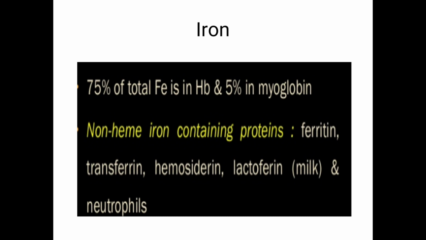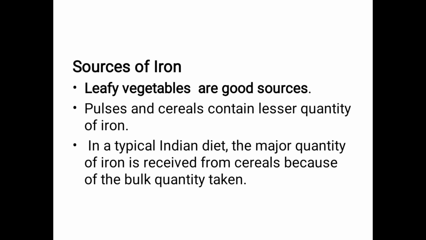Non-heme iron containing proteins are ferritin, transferrin. Ferritin is the storage form of iron. Transferrin is the transport form of iron, that is, it is required for the transport of iron. Hemosiderin is again a storage form of iron. Lactoferrin is present in the milk, and non-heme iron is also present in neutrophils. Okay, what are the sources of iron?